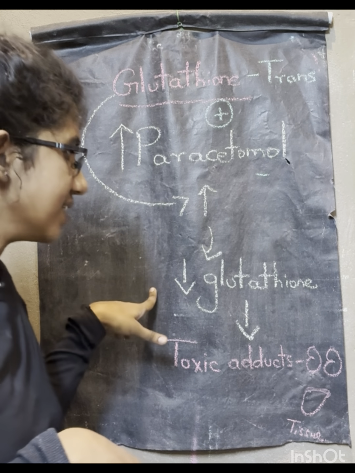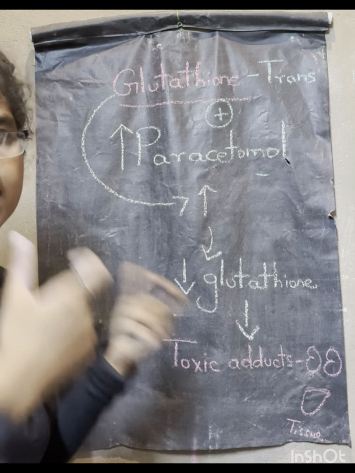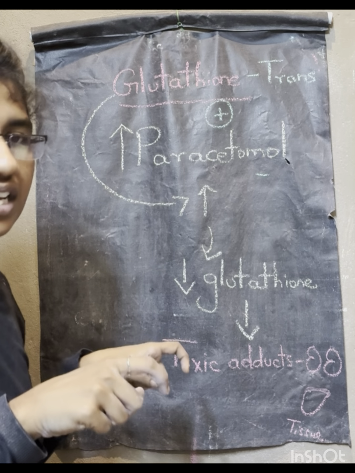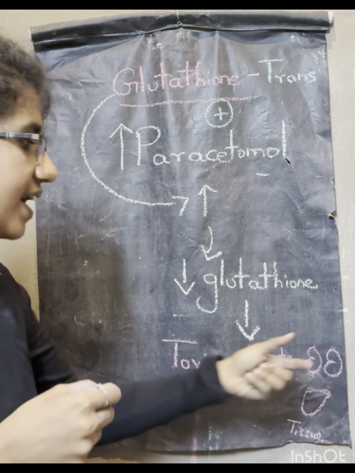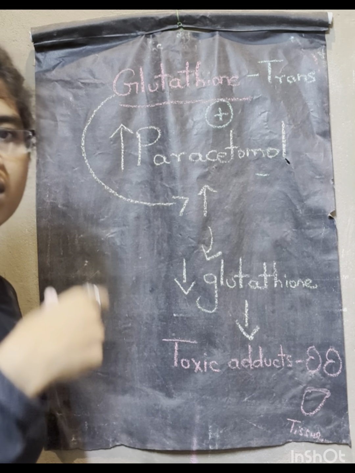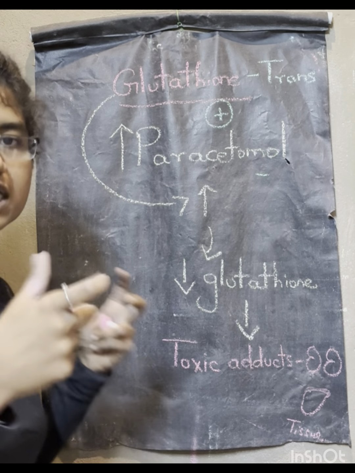So when it decreases, what happens? The normal free radicals and the toxic adducts being produced in the body don't get enough glutathione for conjugation. So they go and attack the liver cells, and even the renal cells. So it causes tissue damage.